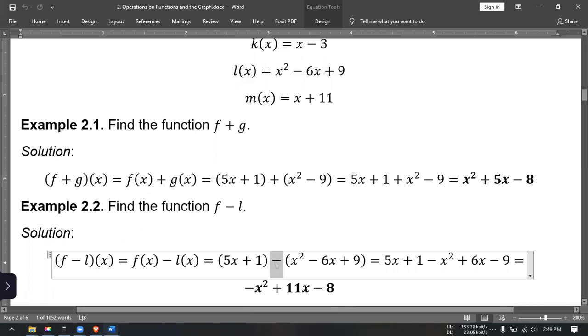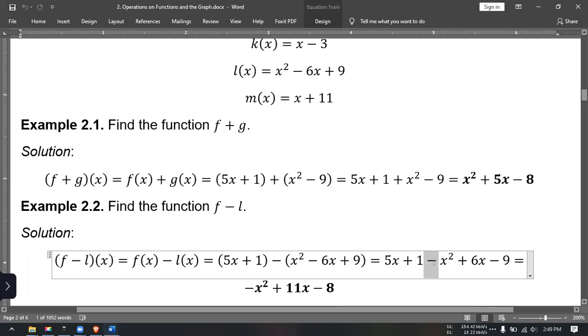So meaning subtraction, before omitting the parentheses, be sure to distribute the negative sign for each of the element of L. I repeat, if we are dealing with subtraction, you have to distribute the negative sign for each term ng ating function L. So from here, okay tayo kay 5x plus 1, there's no need, or we can just omit the parentheses. But for this, distribute natin si negative.